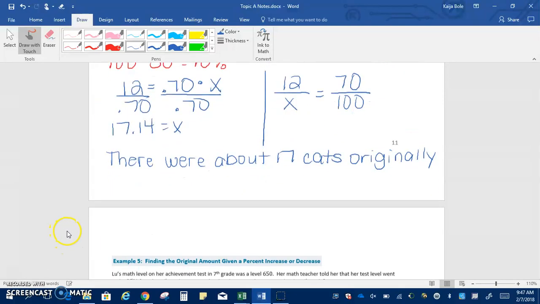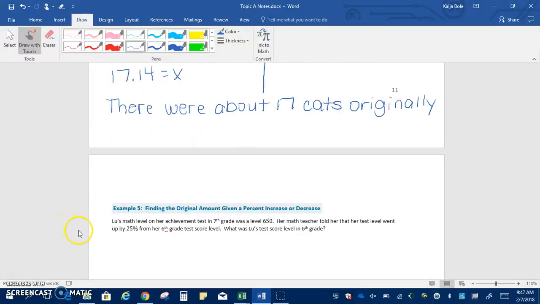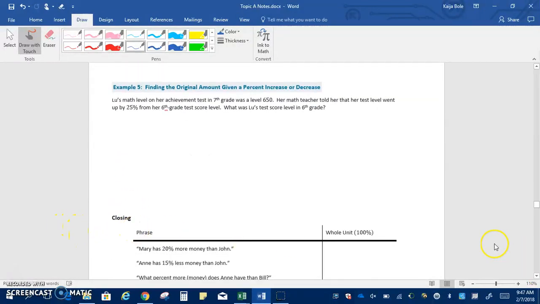Let's see, we have one more on the back, but we're going to skip this one for now, and we're going to just do this in class. Okay, so if you have any questions, just bring them to class tomorrow, and then we'll do this last example all together in class.